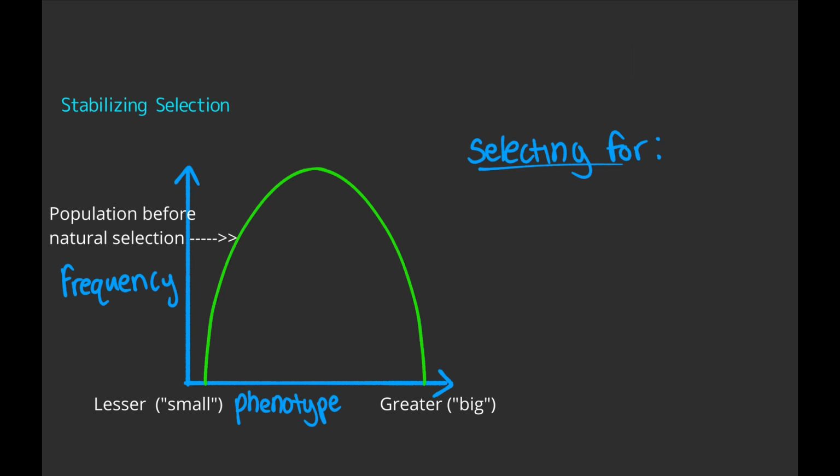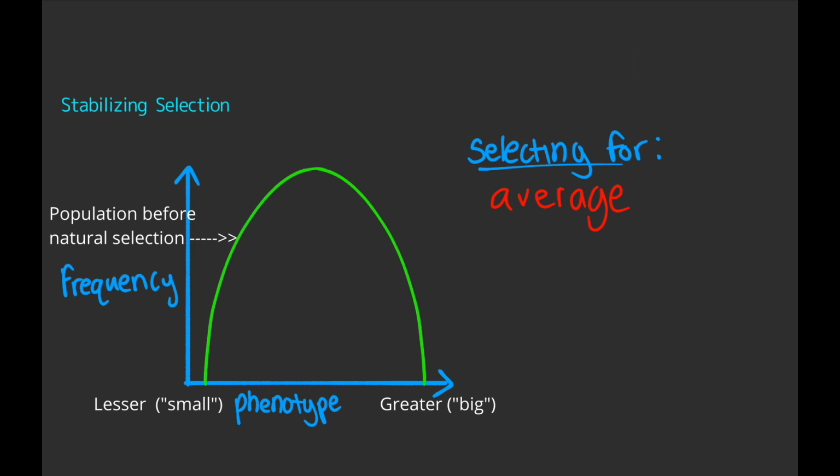So our first type of selection is stabilizing selection. Stabilizing selection is when the environment is going to select for the average phenotype. So the average or the medium. And remember that the environment selecting for something means that the environmental conditions are favoring one type of phenotype.